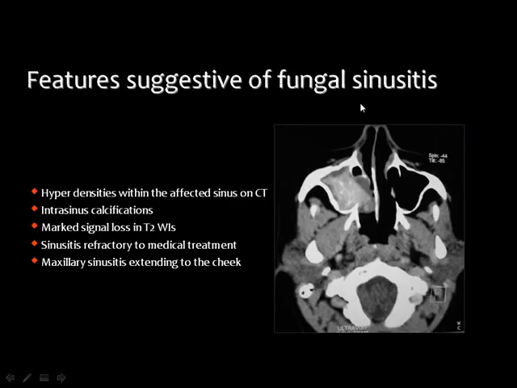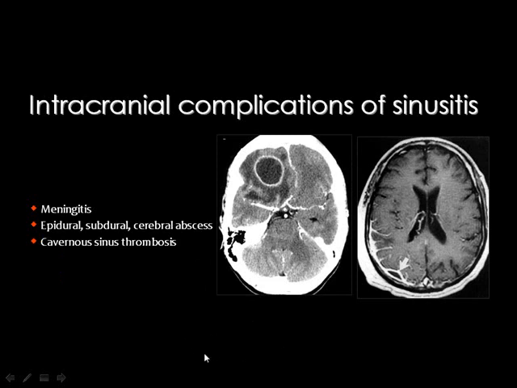Then these are the features suggestive of fungal sinusitis on imaging. Number one, you detect hyperdensities within the affected sinuses by CT. Number two, you can see intrasinus calcification. Number three, you can see very dark signal on T2 weighted MR images. Number four, sinusitis which is refractory to medical treatment. Number five, maxillary sinusitis which is extending to the cheek. These are the helpful criteria to suspect the fungal etiology of sinusitis.